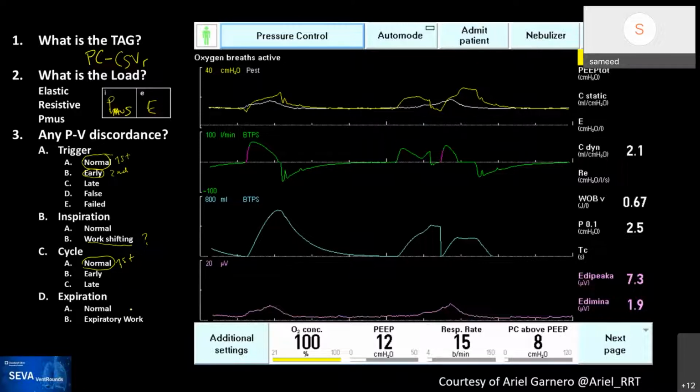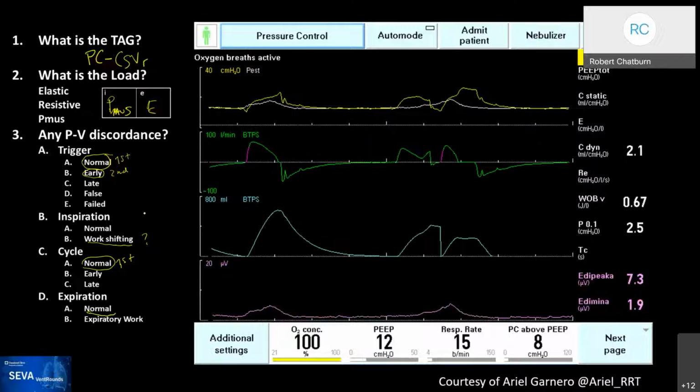And then expiration, again, I see a very short time constant, barely 1.5. I don't see any work shifting in expiration. Okay. Thank you, Samid. Rob?